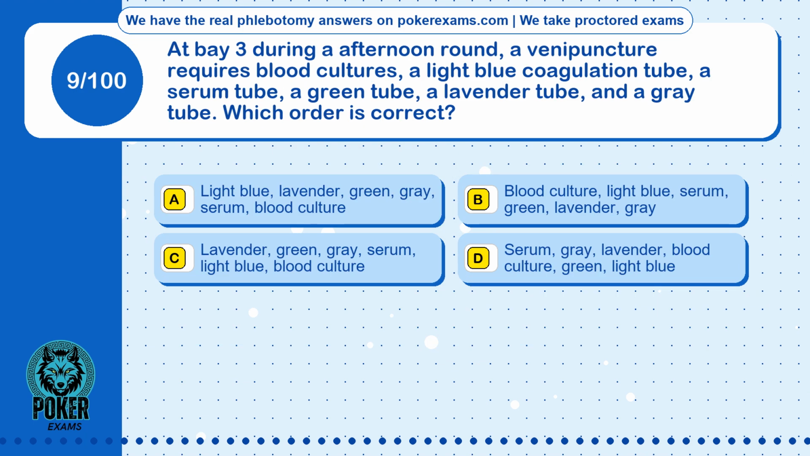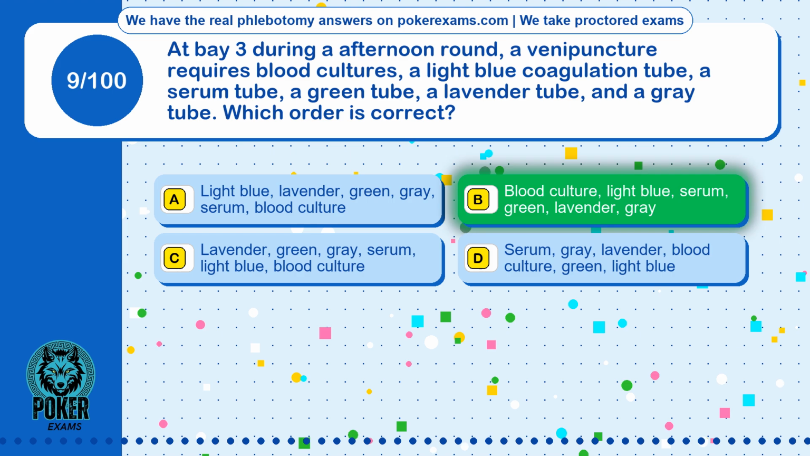Question 9. At Bay 3 during an afternoon round, a venipuncture requires blood cultures, a light blue coagulation tube, a serum tube, a green tube, a lavender tube, and a gray tube. Which order is correct? Option A. Light blue, lavender, green, gray, serum, blood culture. Option B. Blood culture, light blue, serum, green, lavender, gray. Option C. Lavender, green, gray, serum, light blue, blood culture. Option D. Serum, gray, lavender, blood culture, green, light blue.